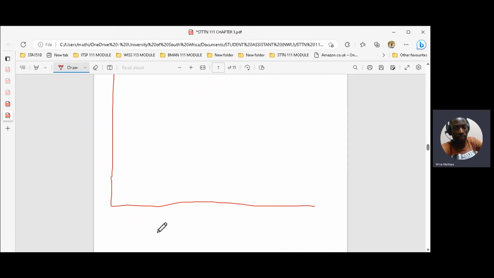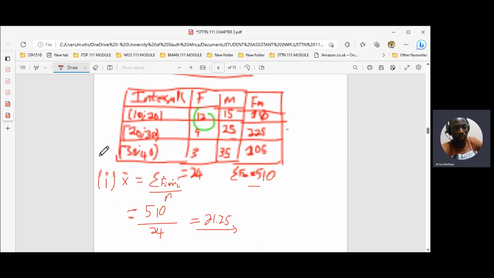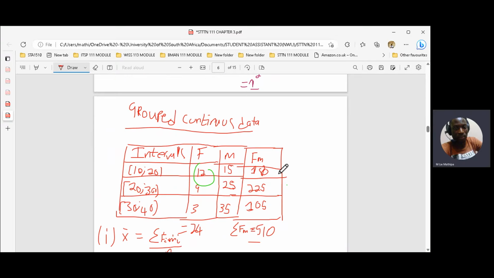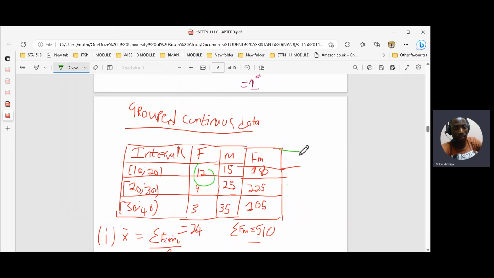And then here we'll be talking about the intervals. This side we'll be talking about the cumulative frequency. Let's add the column for cumulative frequency here. Let me use a different color for that. The column for cumulative frequency is capital letter F.